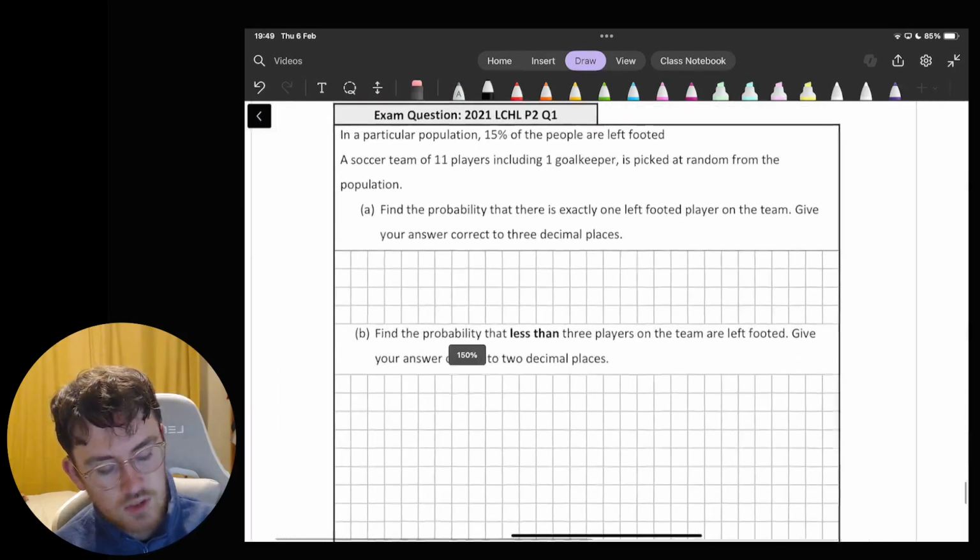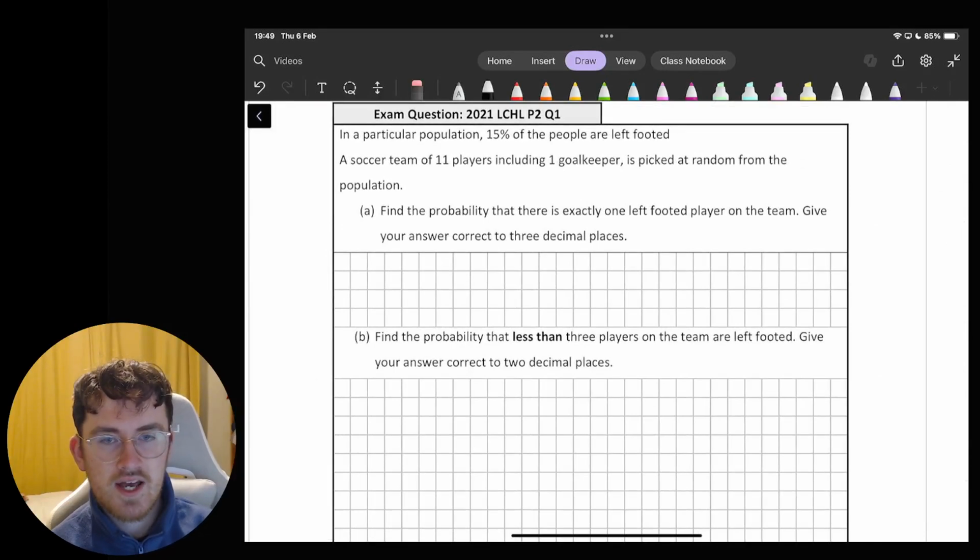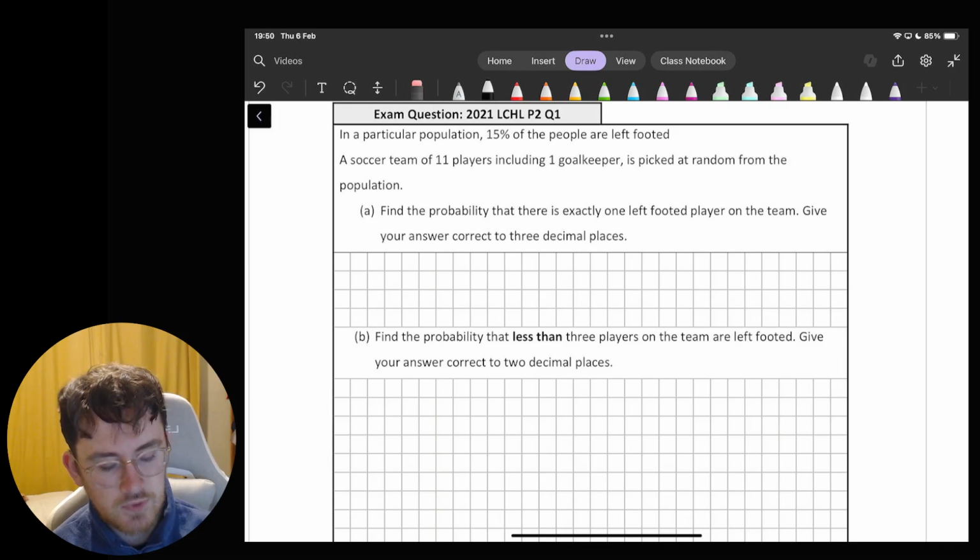Okay, we'll continue onwards. In a particular population, 15% of the people are left-footed. A soccer team of 11 players, including one goalkeeper, is picked at random from the population. Find the probability that there is exactly one left-footed player on the team and give your answer correct to 3 decimal places. Okay, so let's have a look.